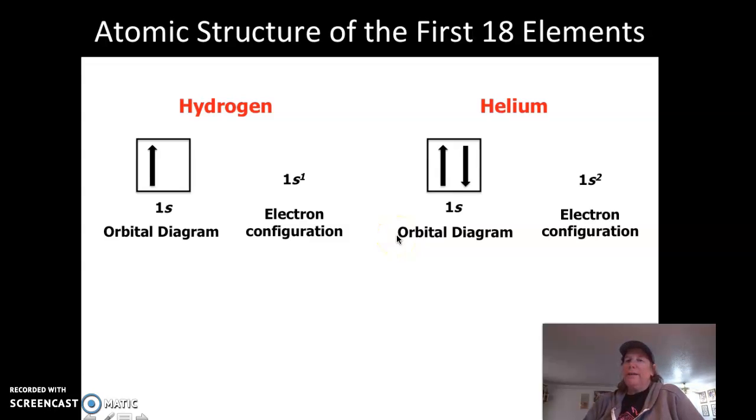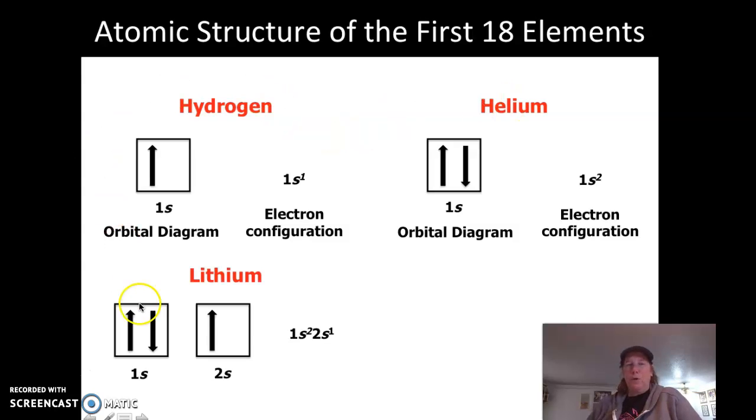Okay, here's helium. Now helium has two electrons. So we have one here, now we have one going down here. And then it's 1s2. When you add up the exponents, if they don't equal the atomic number, then you did it wrong. Okay, here's lithium. I filled in my 1s, so now I have to move on to the next level. If you follow your periodic table, lithium's in the second row in the S. So it's 2s and there's 1 in there.